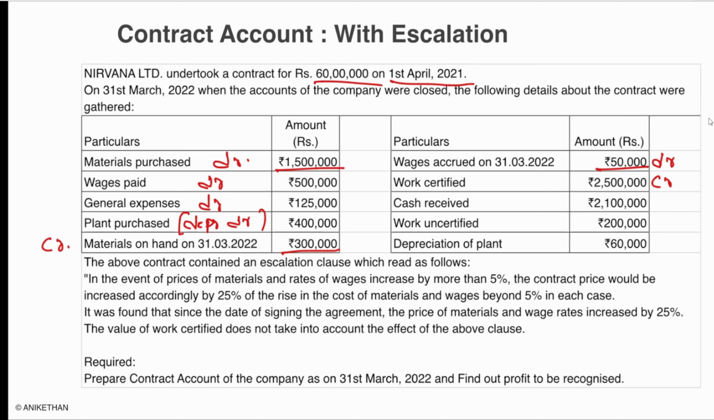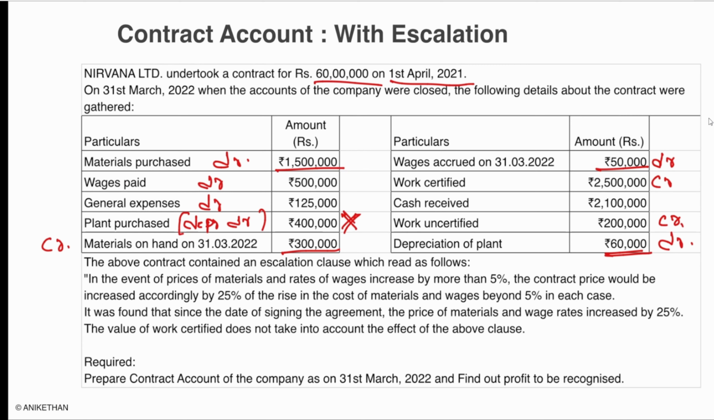Cash received will not come in the contractor's account. It will come in the contractee's account, as cash paid. Work uncertified again comes on the credit side. Depreciation of the plant is directly given. So plant purchased, this information is to confuse us. Depreciation, I'll take directly on the debit side. So far everything is straightforward.